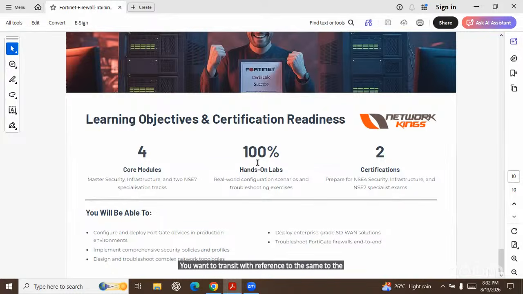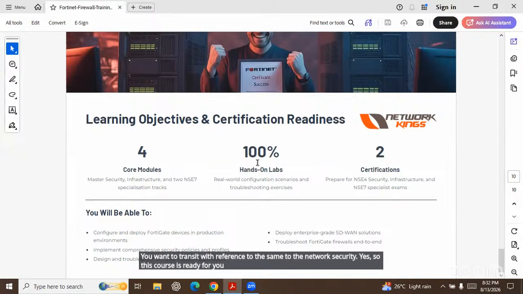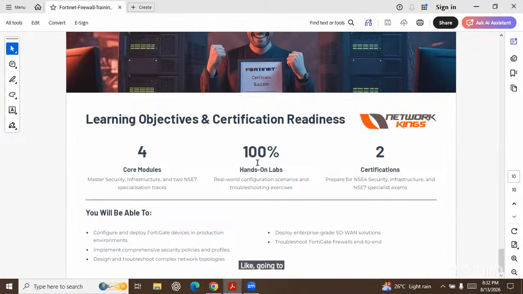Yes, this course is unique for you. This course will be really good for transitioning from network to network security, because, as I have said, I am going to start from the basics, the A, B, C, D of it.